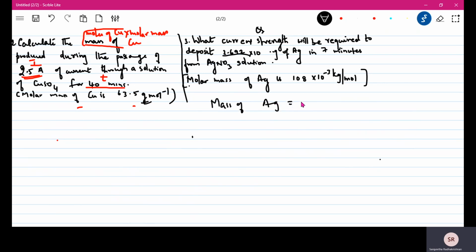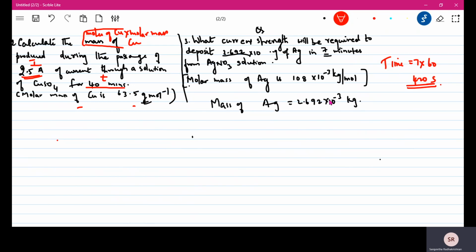Mass of silver is given as 2.692 into 10 raised to minus 3 kilogram. Okay. Time given is 7 minutes. So you have to convert this into seconds. So time will be 7 into 60, 420 seconds. Now mass of silver is this much.